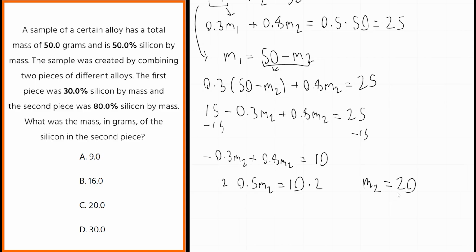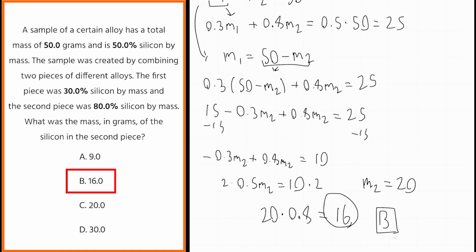So if we take the mass that we found for our second sample and multiply it by 80%, or 0.8, we will get 16. 16 is our final answer, which corresponds to option B. B is the final answer because by solving the system of equations, we found that the mass of our second piece was 20 grams, and we know from the problem that 80% of that mass was silicone, which means the amount of silicone in our second piece was 16 grams, or in other words, answer B.